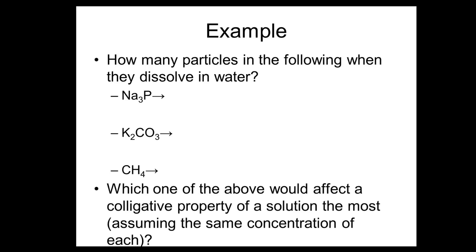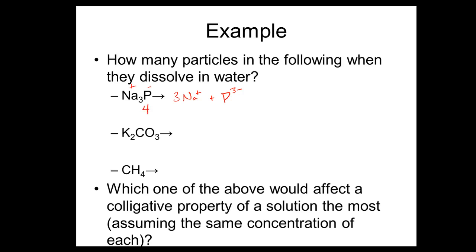This is just to give us a couple more practice problems. We've done this before in the past. So sodium phosphide. This is our cation here, and this is our anion here. So we're going to break up into 3 Na plus and 1 phosphide, and phosphorus has a 3 minus charge. So its Van Hoff factor is 1, 2, 3, 4. So its Van Hoff factor is 4.